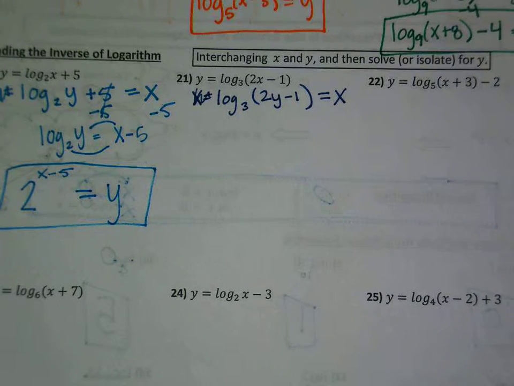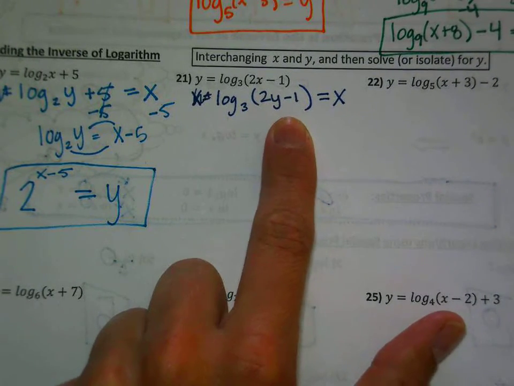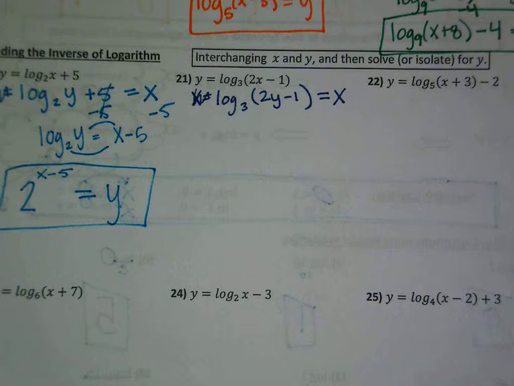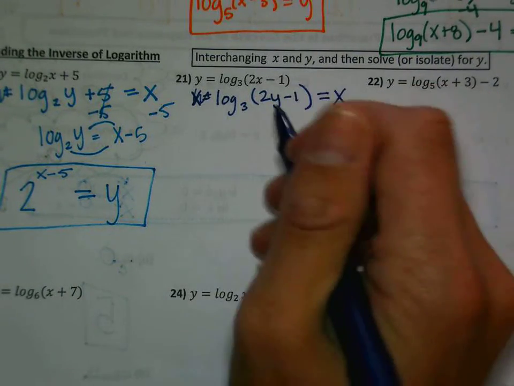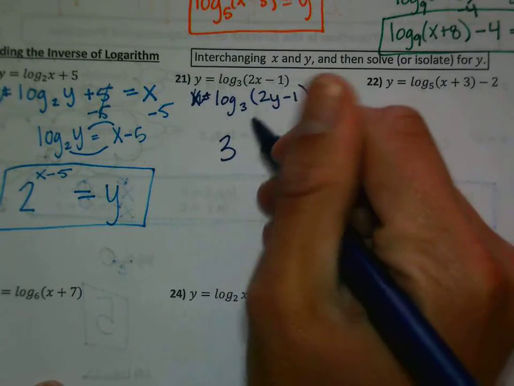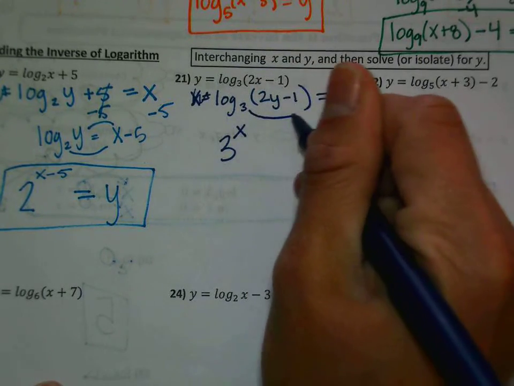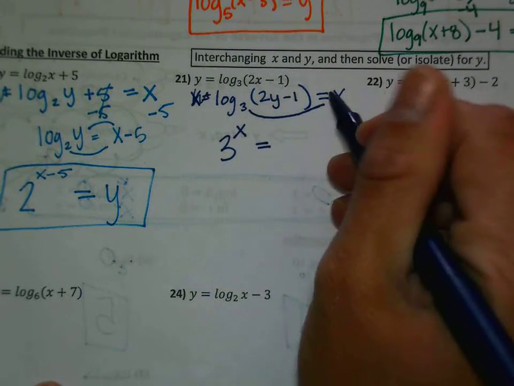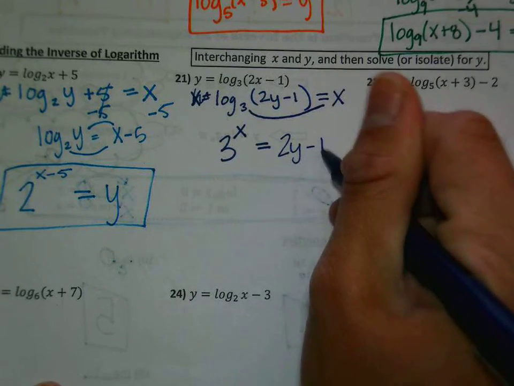Now, can you add 1? Can you get rid of this 1 by adding it? No, it's in parentheses with the log, so you can't mess with it. So we're going to put it in the other form. So the very, very left number is 3 raised to the x equals 2y minus 1.